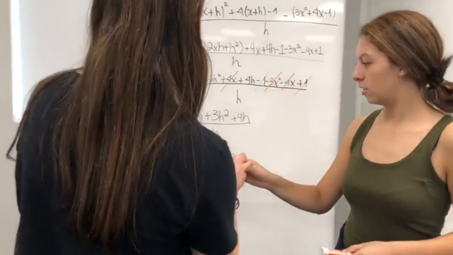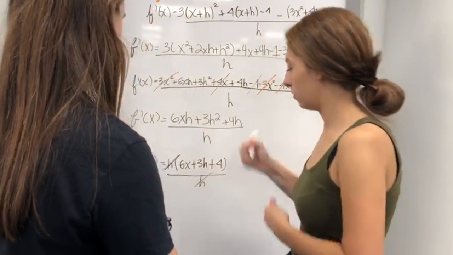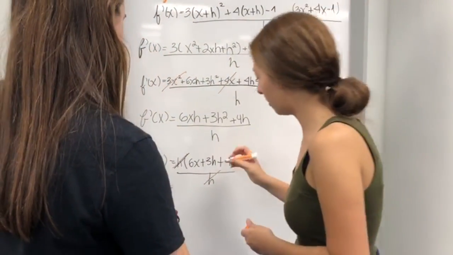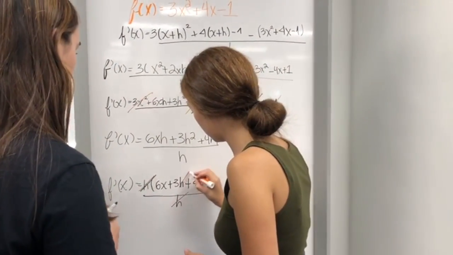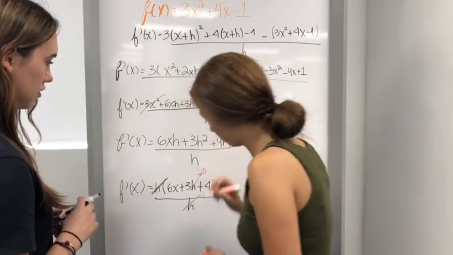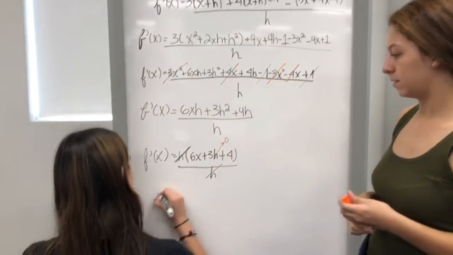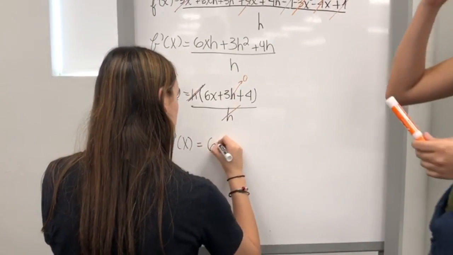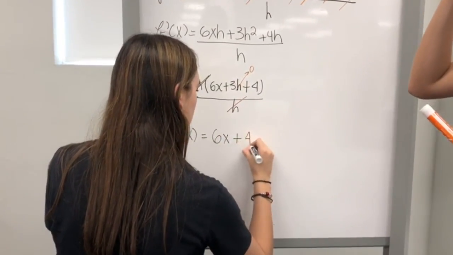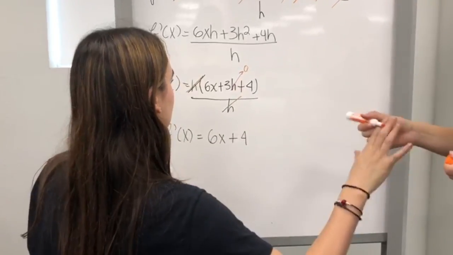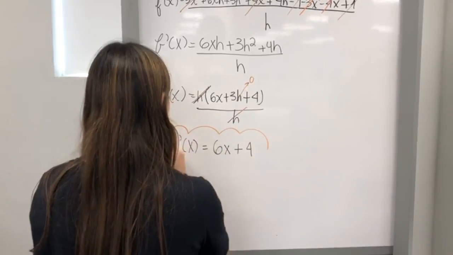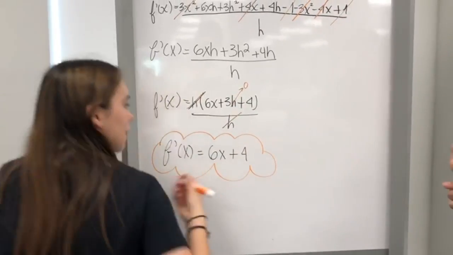Then we will cross out the h at the numerator and the denominator, so we will be left with f'(x) = 6x + 3h + 4. As you know, h will equal 0. So 3 times 0 will give you 0. So you will cross out the 3h and we will be left with the final answer, f'(x) = 6x + 4.